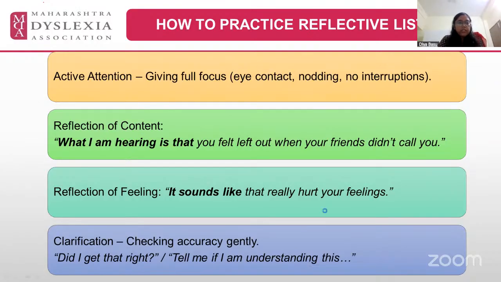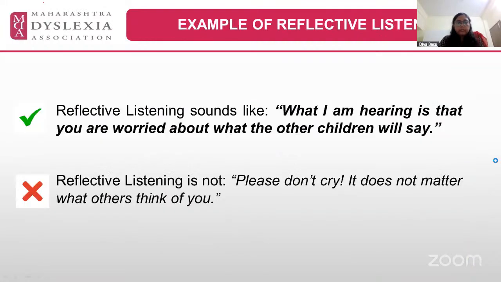Okay, the third level in reflective listening is checking for accuracy gently. Did I get that right? Tell me if I'm understanding this correctly. Is this what you are going through? Okay, so reflective listening sounds like, what I'm hearing is you are worried about what the other children will say. This is in a different context. It will not sound something like this.